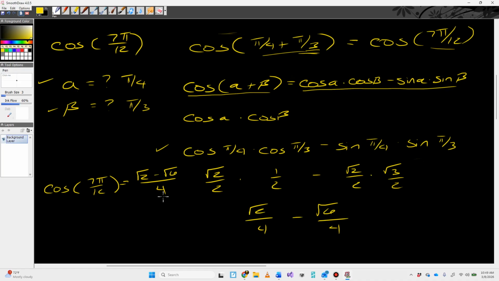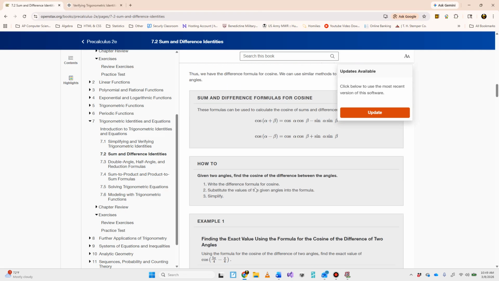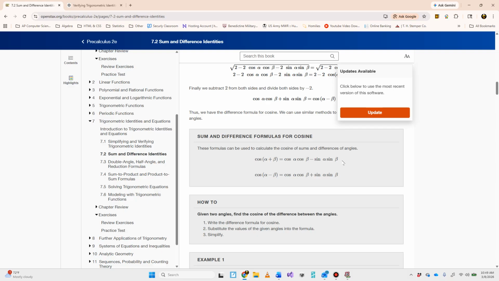This chapter is not hard. This chapter is just plug and play. That is literally all it is. You are going to probably need to write down these formulas. Okay, you're going to probably need to write down the formula for cosine of alpha plus beta. You're going to need to write down the formula for cosine of alpha minus beta. So that if you are going to take a difference of angles, you would use that formula. If you're going to take the sum of angles, you would use this formula.